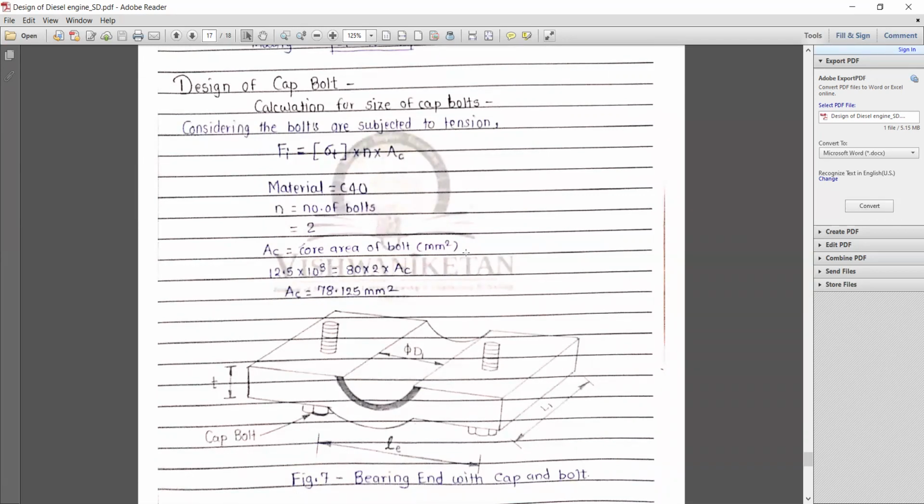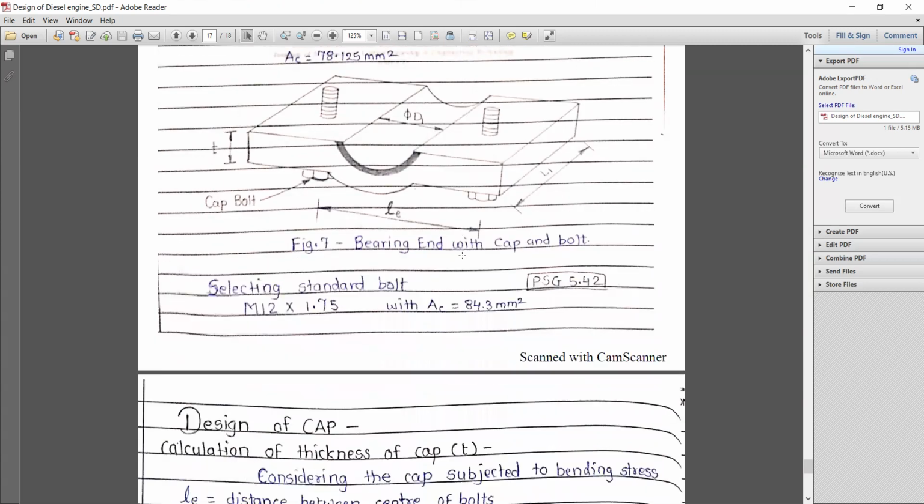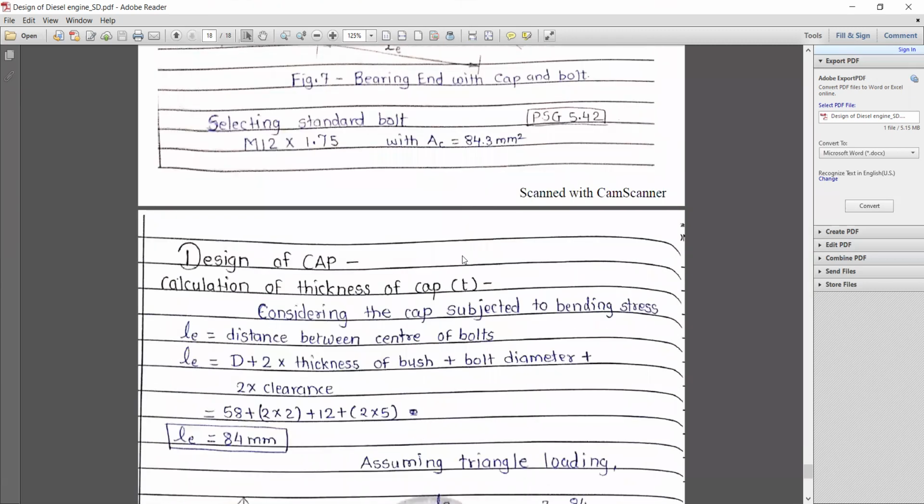So we have load and stress. We need to calculate the area. So 12.5 into 10 raised to 3 equals 80 into 2 into Ac. So Ac, we get 78.125 mm square. Referring PSG page number 5.42 and selecting the standard bolt size based on the area, that is M12. M12 into 1.75, that is Ac is equal to 84.3 mm square, which is greater than the calculated one.